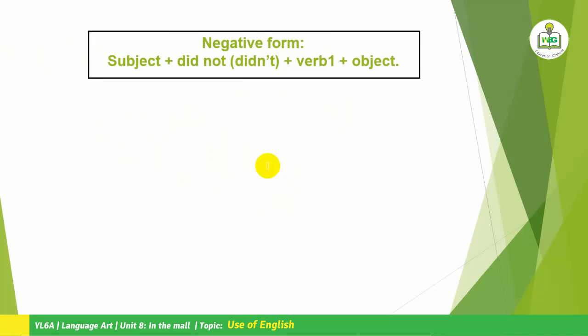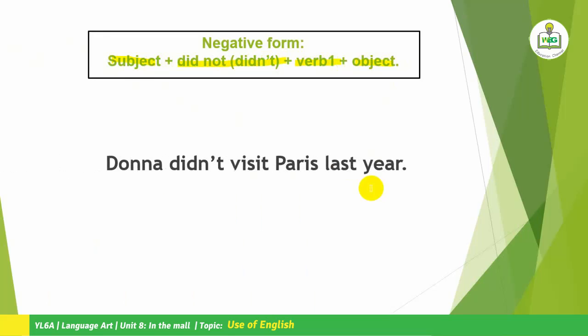Form 2. The negative form. We have the subject plus didn't plus verb 1 plus the object. For example, Donna didn't visit Paris last year. Donna is the subject, didn't, visit is verb 1, and the object is Paris.